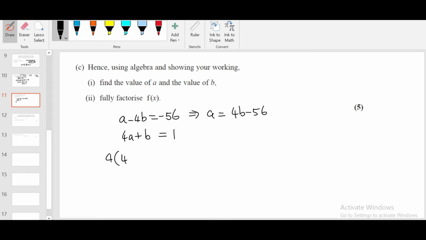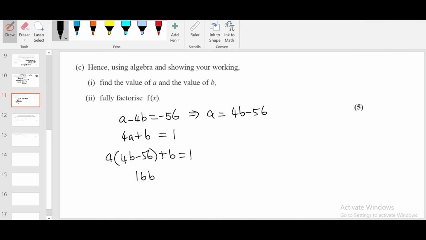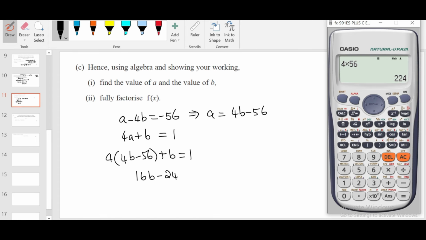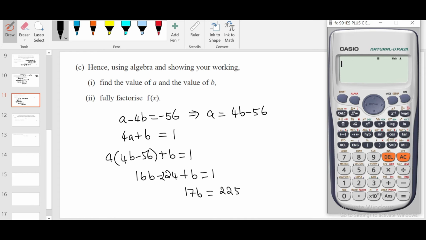4 times 4b minus 56 plus b is 1. When you open the bracket, you will get 4 times 56 is 224. So 16b minus 224 plus b is 1, which is 17b is equal to 225. So 225 divided by 17. Wow, wait. So when we get a fraction, it's not that we cannot get a fraction.